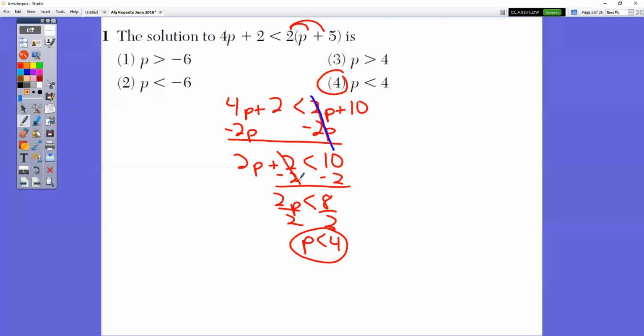Then you just have a 2-step equation. Subtract by 2's, divide by 2's. You end up with p is less than 4, which is choice 4. Please remember that in this step right here, if that was dividing by -2, you would have to flip the sign. If that was a -2, you'd have to flip the sign. So be very careful with that.